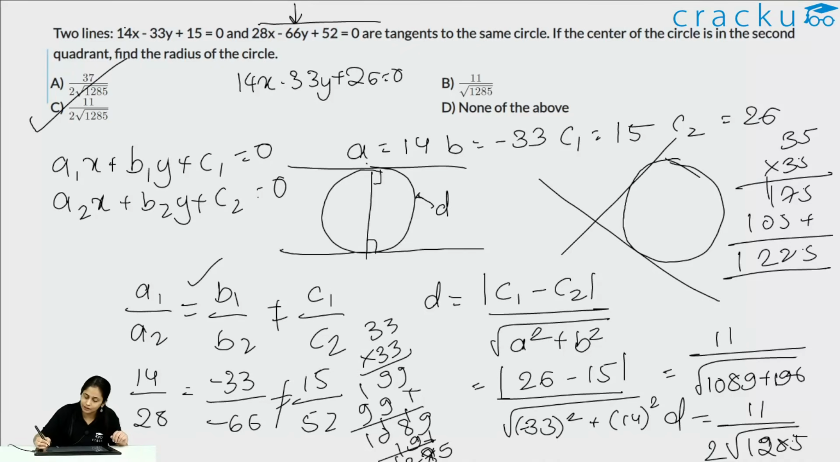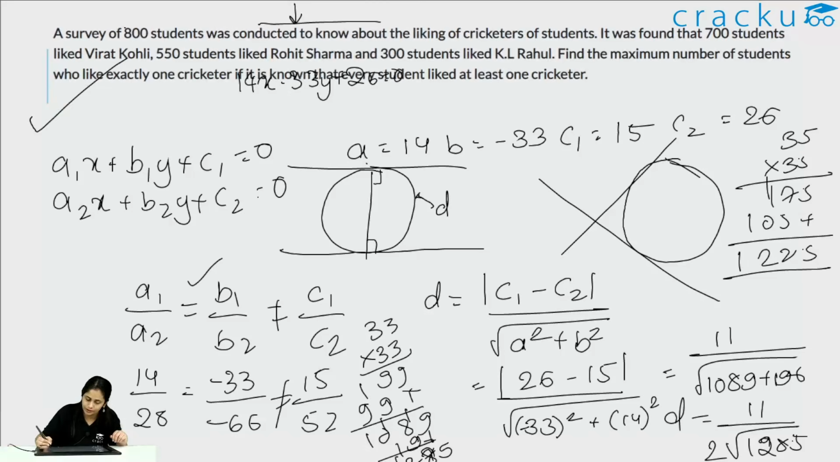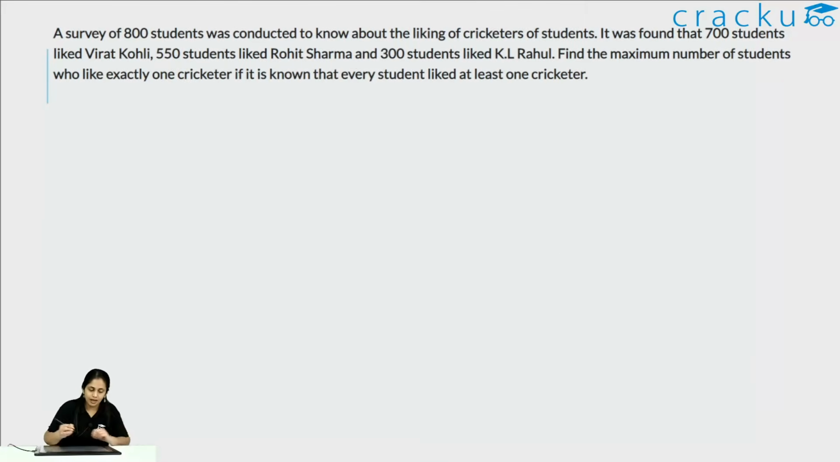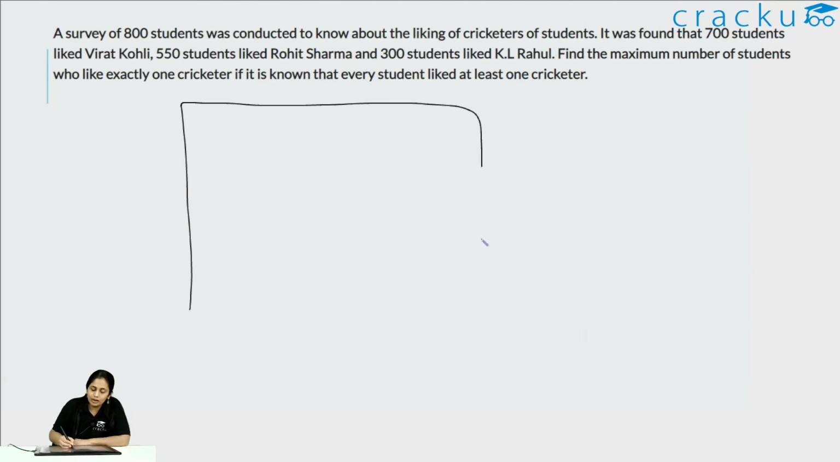So consider the following question. A survey of 800 students was conducted to know about the liking of cricketers of students. It was found that 700 students like Virat Kohli, 550 like Rohit Sharma, and 300 like KL Rahul. Find the maximum number of students who liked exactly one cricketer if it is known that every student liked at least one cricketer.